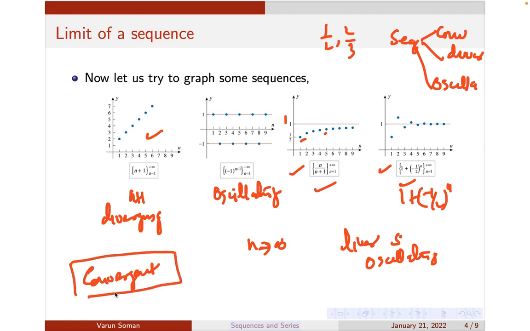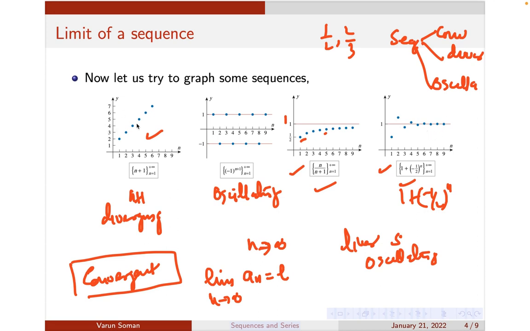I can write convergent sequences as sequences with the property that the limit as n tends to infinity, so just look at this closely, of the nth term of the sequence is approaching some fixed value. If you look at this one, the nth term of this sequence is approaching this 1. So I can write the limit as n tends to infinity of a_n is equal to 1. Similarly, if you look at this sequence also, you can see that the nth term is approaching the fixed value 1.